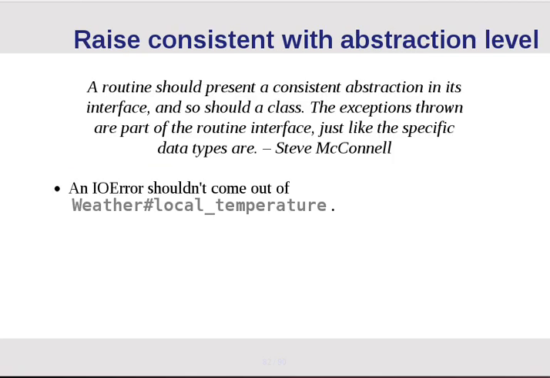You should try to raise consistent with your abstraction level. If you have a method that returns the local temperature based on some web service or something, it probably shouldn't be returning an IO or raising an IO error. It should be raising something higher level than that.